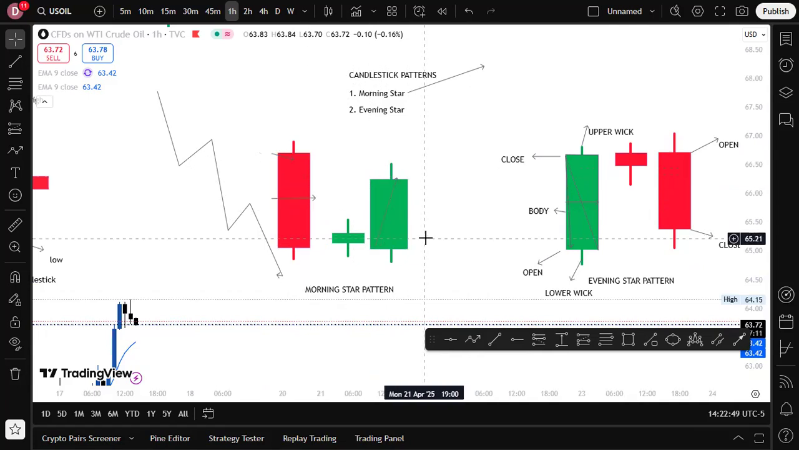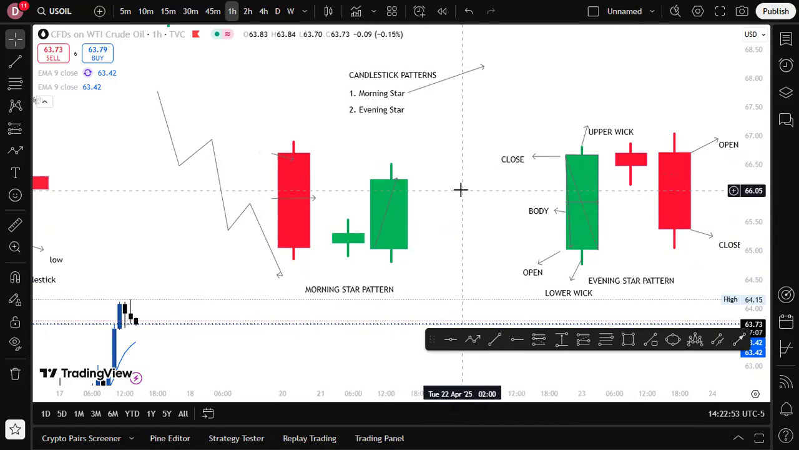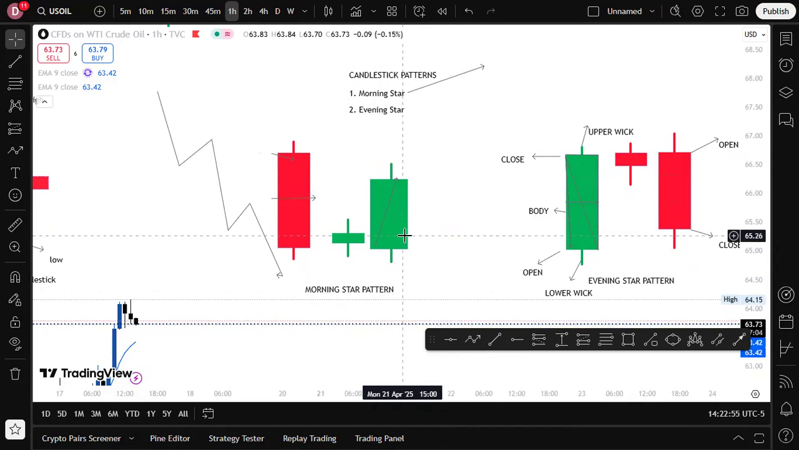This signifies that a strong bullish reversal is about to happen. So if the price was going down and then the morning star candlestick pattern happens at the bottom of a downtrend, it signifies that a strong bullish reversal is about to happen in the market.